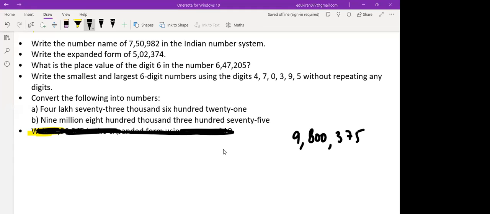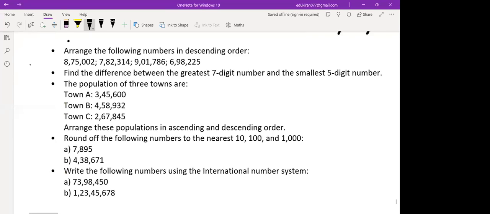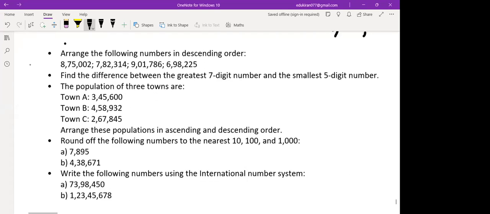Yes, ma'am. Okay. So now let's do the next one. Ma'am, the slide. The first one is the Indian system and the second one is the international system, right? According to the given criteria, you have to judge whether this is Indian or international. Not every time they will tell you. If you are getting million, then it's international. Yes. Now these questions, quickly do it.